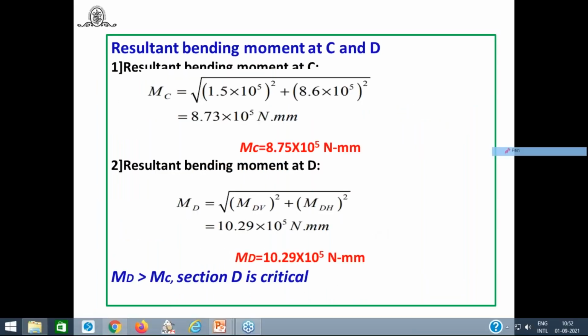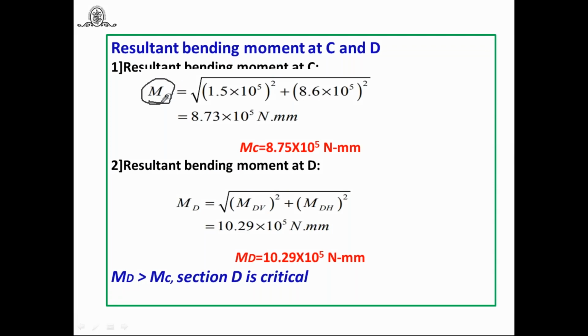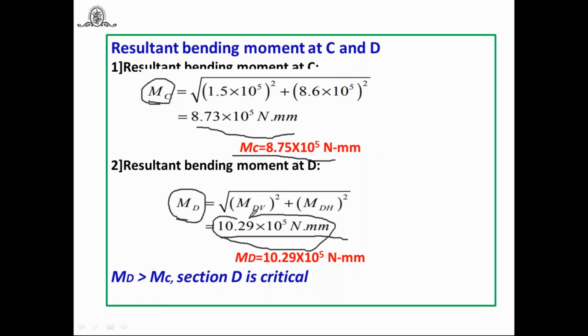Now I have determined MC, the resultant bending moment at C, and the resultant bending moment at D. Then you have to check where you will get the maximum bending moment, because in design of a shaft, or anywhere in design, we always consider where the maximum bending moment occurs. Out of the bending moments at C and D, you will observe at C 8.7 times 10 raised to 5 and at D 10.29. So you get the maximum bending moment at point D.